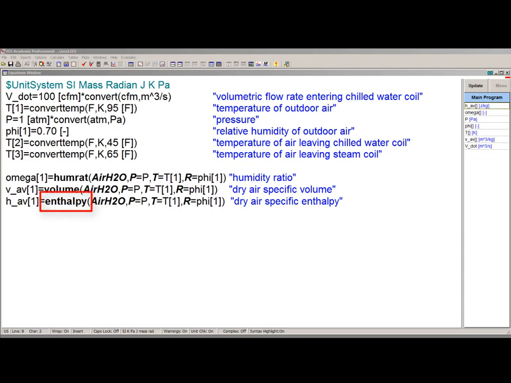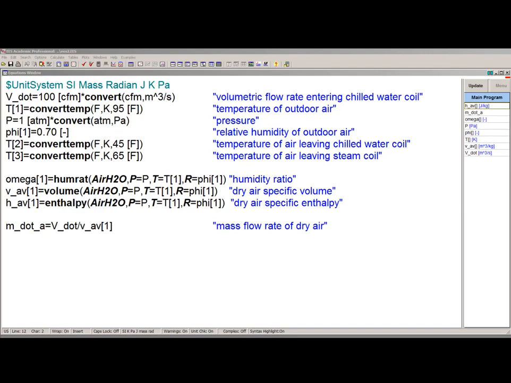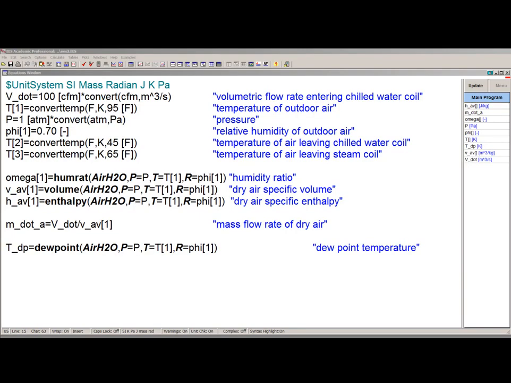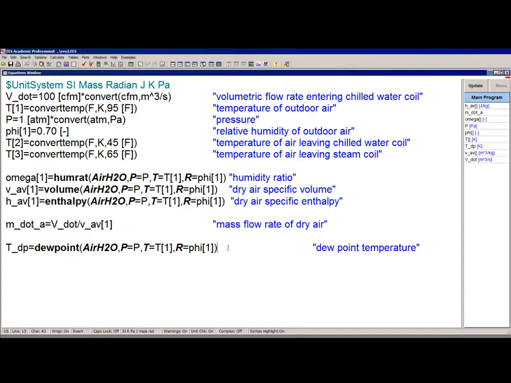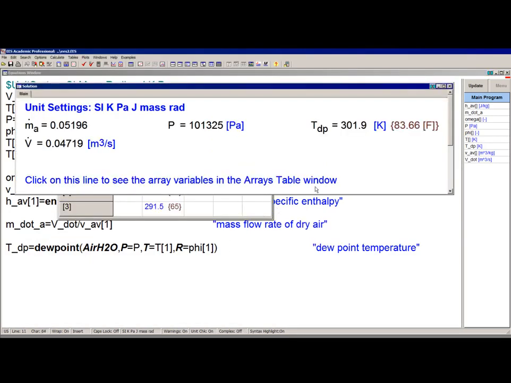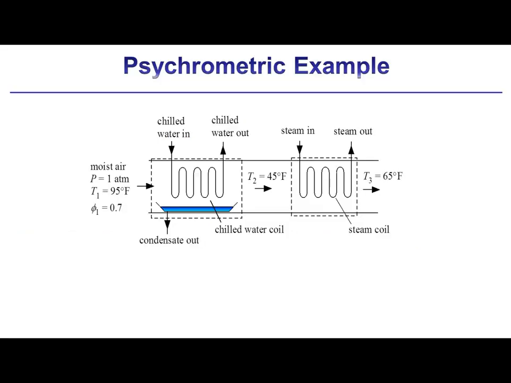So now we can calculate the mass flow rate of dry air entering the chilled water coil. We'll do that using the specified volumetric flow rate and the dry air specific volume. And then we can determine the temperature at which condensation will begin as the air flows through the chilled water coil, and we'll get that using the dewpoint function in EES. And solving here shows that the dew point of this air-water mixture is 83.7 degrees Fahrenheit, and that's of course higher than the exit temperature of the air-water mixture, and therefore we know that saturated air is going to be leaving the coil, and it will have then a relative humidity of 100%.